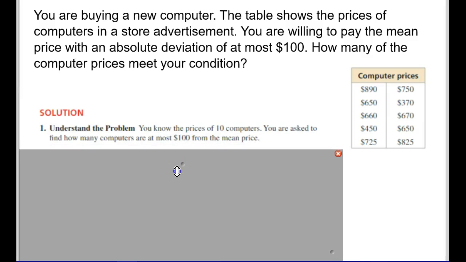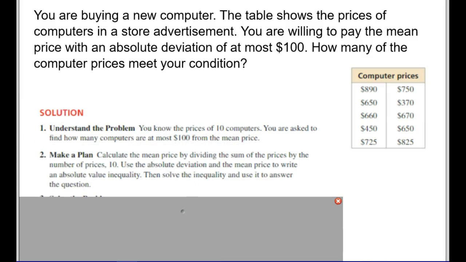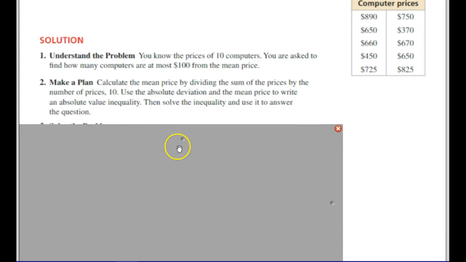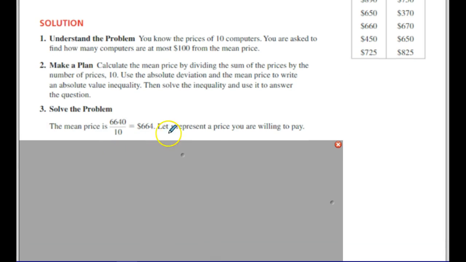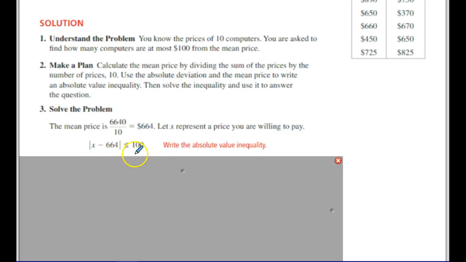Okay? So the first thing I need to do is find the mean. In order to find the mean, I take all of the computer prices and add them together, which gives me $6,640. And then I divide by 10 because there are 10 different computers. So my mean price is $664. So now I can write my inequality. Okay, so x is going to be the price I'm willing to pay. And I said that I was willing to go within, so less than or equal to $100.